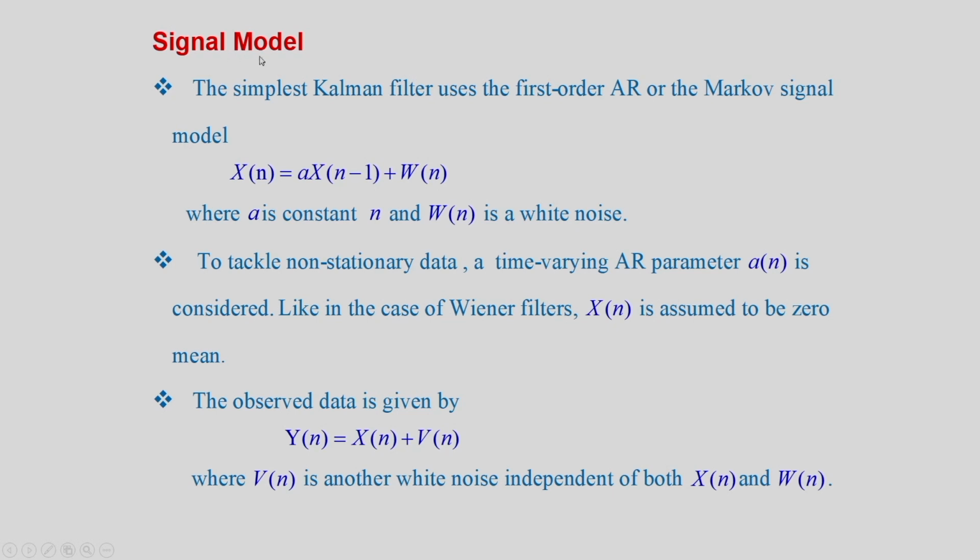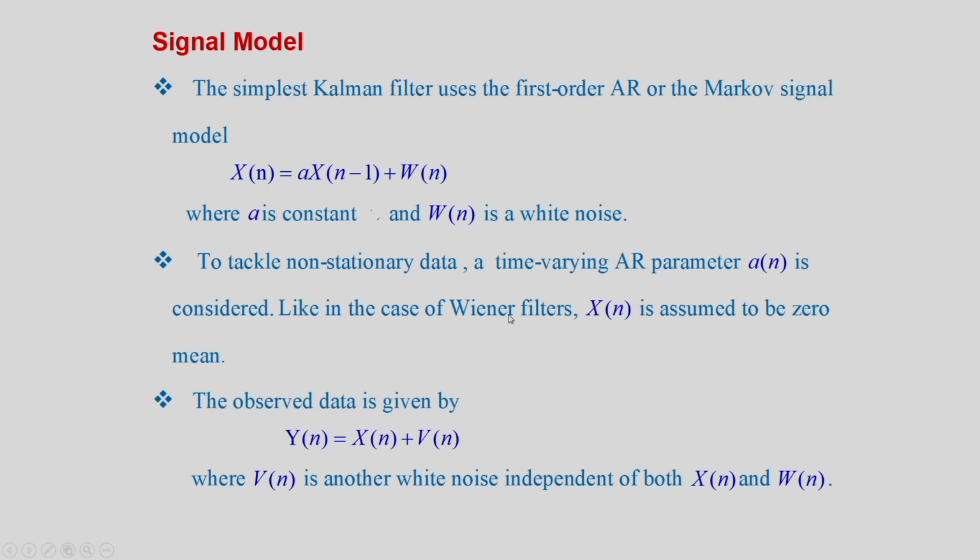First we will discuss the signal model. The simplest Kalman filter uses the first order AR autoregressive or Markov signal model. xn is equal to a times x n minus 1 plus wn, where a is a constant and wn is a white noise. So, wn is a white noise, a is a constant. To tackle non-stationarity in data, a time varying AR parameter an is considered. We can use this coefficient to be time varying, so that non-stationarity of the data can be tackled.